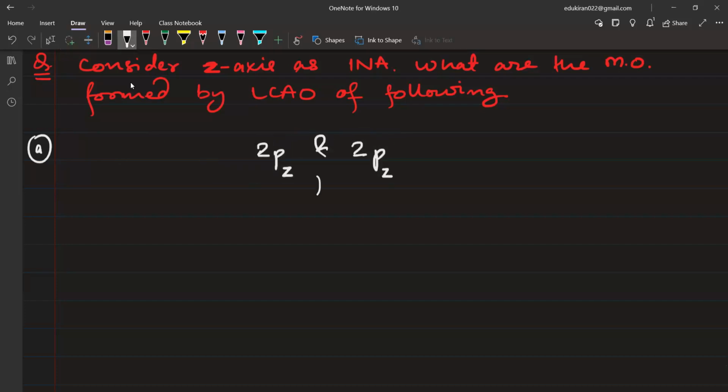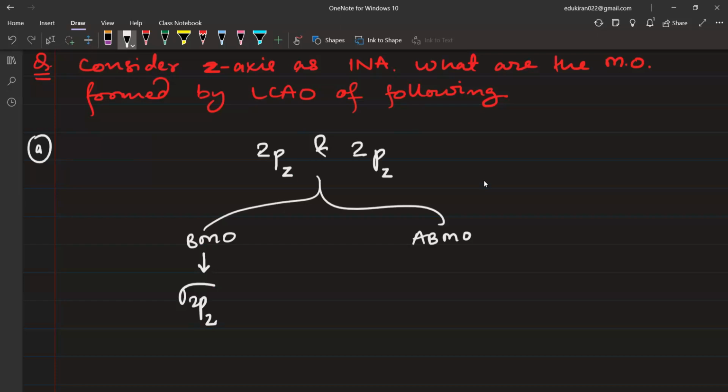अब ये दोनों कैसे मॉलिक्यूलर ऑर्बिटल बनाएंगे? दो बनाएंगे, एक तो BMO बनाएंगे और एक ABMO बनाएंगे. ठीक है, जो BMO होगा दैट विल बी सिग्मा मेड बाय 2PZ. जो ABMO होगा दैट विल बी आल्सो सिग्मा बट स्टार बिकॉज इट्स एंटी बॉन्डिंग मेड बाय 2PZ.